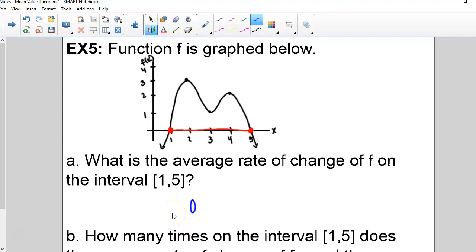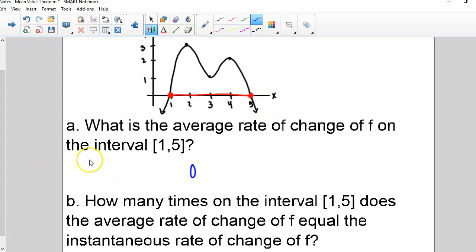You could think of this being like your finances. Let's say that you're running a business and you deposit money, you lose some money, you gain money back. In the end, you have what you started with. You haven't gained anything. So average rate of change is just 0 here.